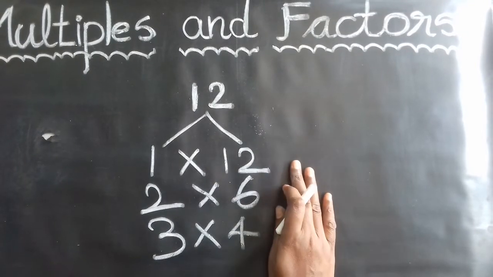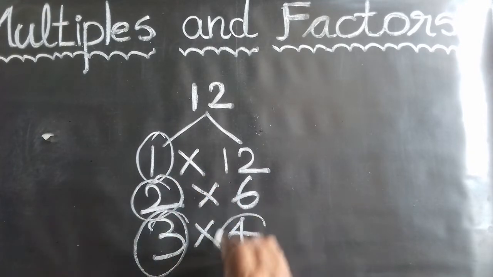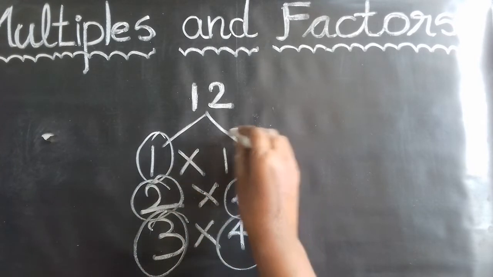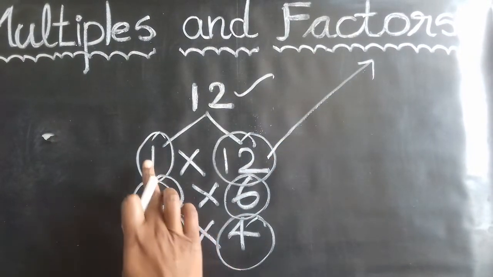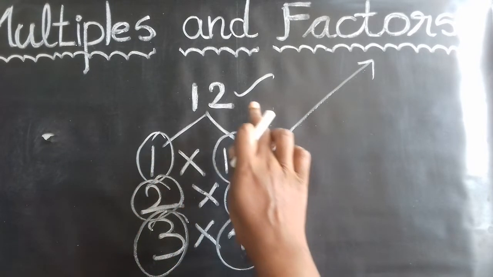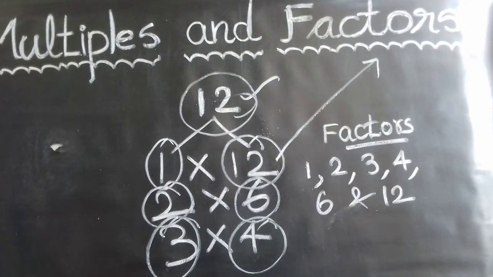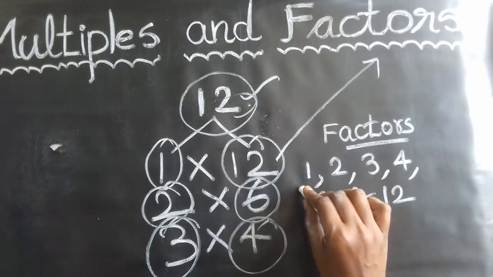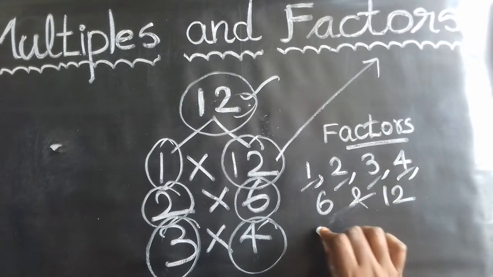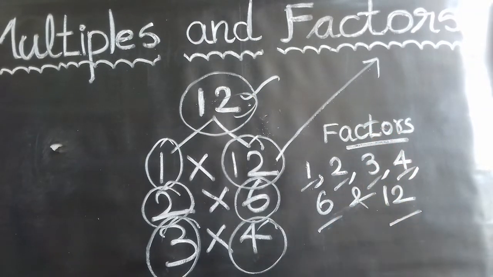So this shows that each of the numbers, that is 1, 2, 3, 4, 6 and 12, are all factors of number 12. In other words, we can say that number 12 is a multiple of each one of the numbers 1, 2, 3, 4, 6 and 12. So 12 is a multiple of each one of these numbers.